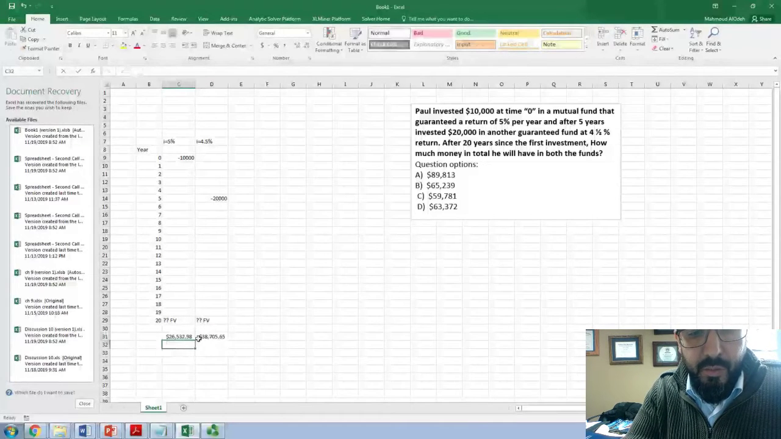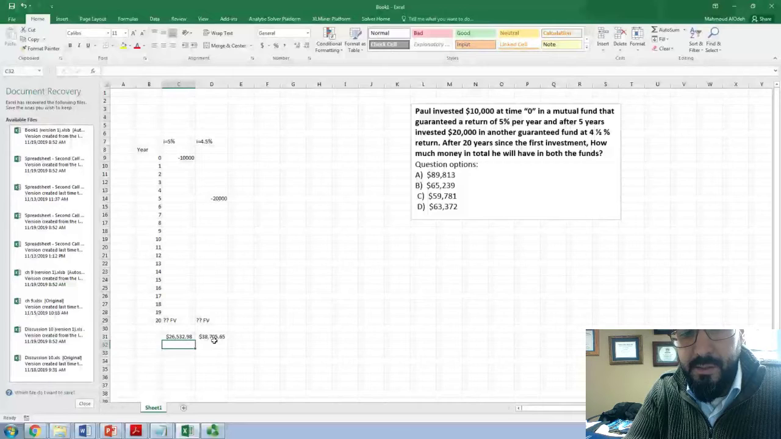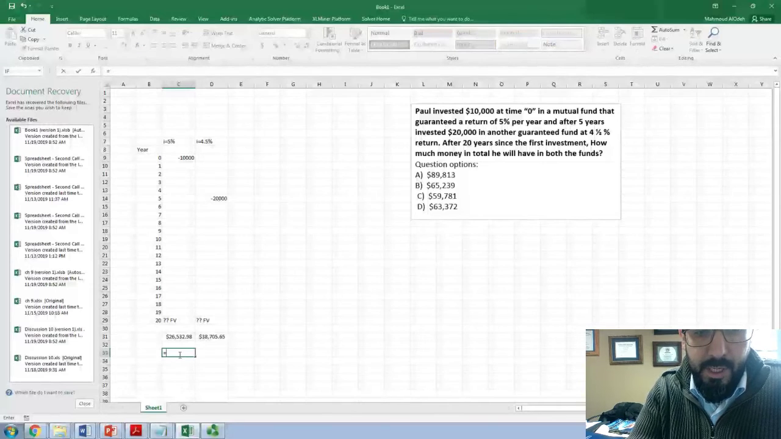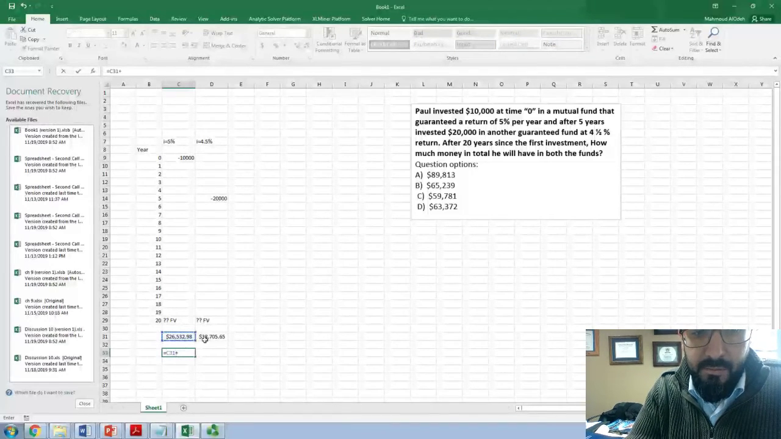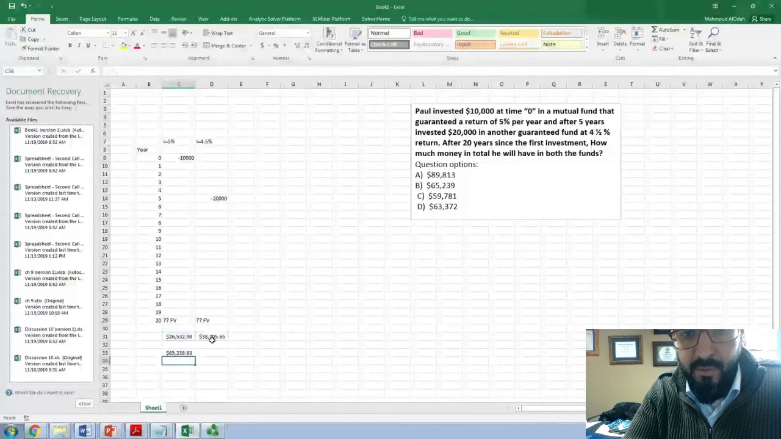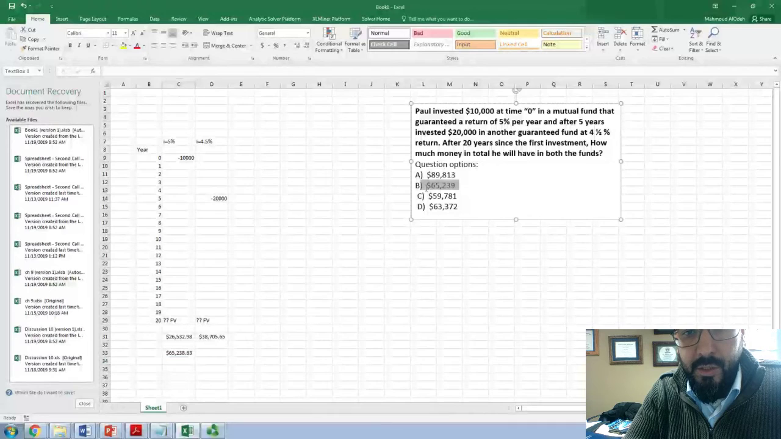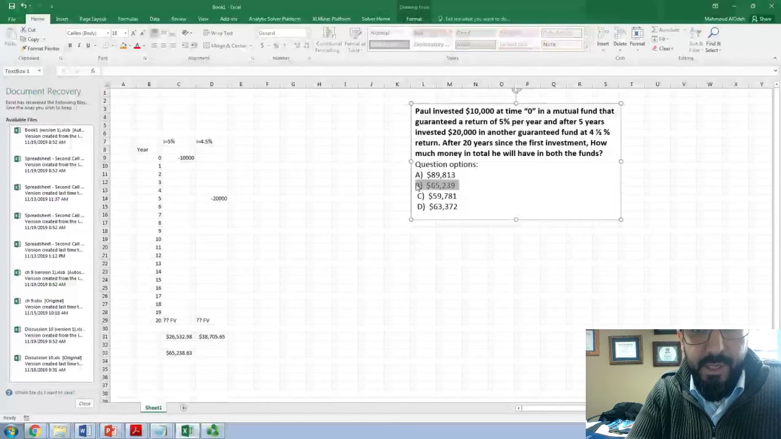So the $10,000 will be equivalent to $26,000. The $20,000 will be equivalent to $38,000. Add these both amounts together: $26,000 plus $38,000 would give you $65,238. So the answer would be B for this question.